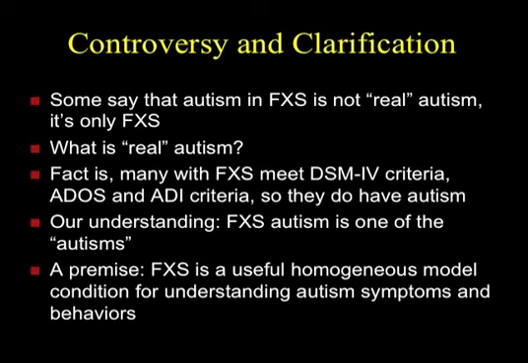And so the premise that comes from this is that Fragile X is a useful and more homogeneous, or more circumscribed, model condition for understanding autism symptoms and behaviors. So within our field, Fragile X is often described as a disorder that can really tell us something about the pathophysiology of autism.